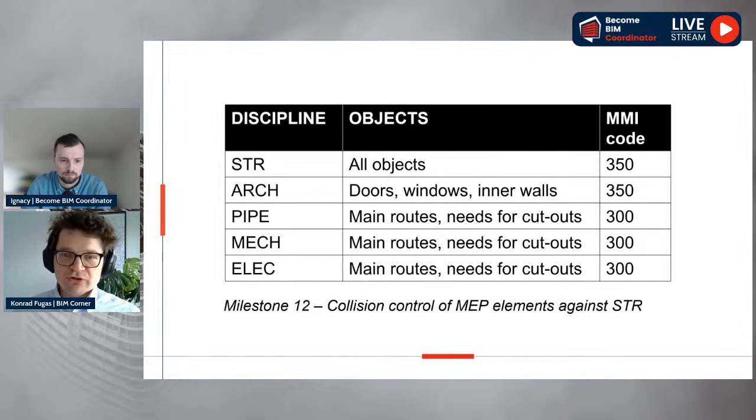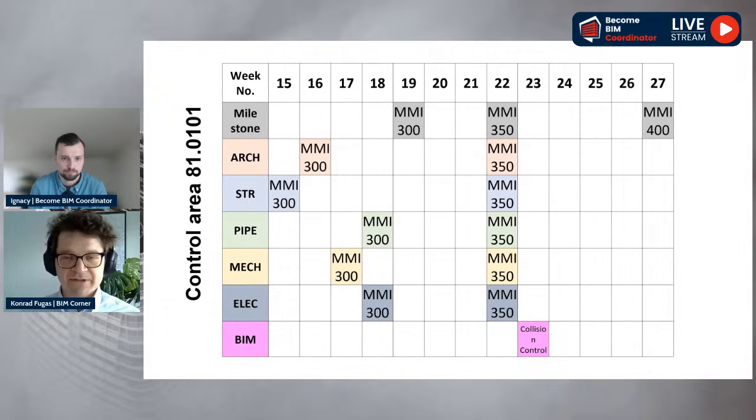Afterwards, we use those codes to define in which phase what objects should reach what MMI value. So here you see a table that shows an example milestone, that in milestone 12, structural should reach MMI 350, architecture should be 350, and all the MEP designs can be 300, because we do the collision control against openings, if the openings are correct. And we define such milestones throughout the project and can create something like that: such a swimming pool diagram where MMI statuses are placed together with the disciplines for each control area.